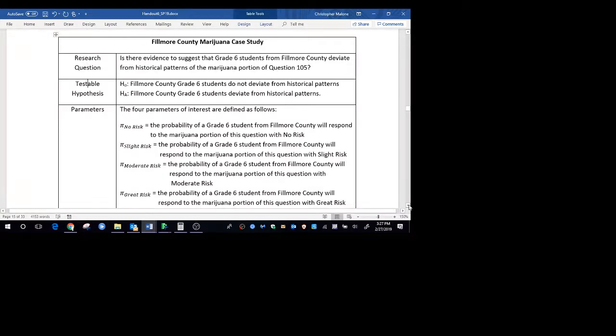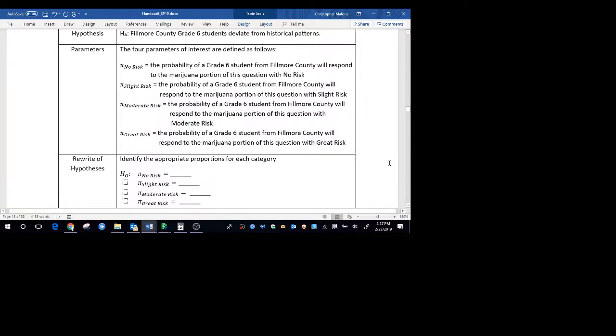I'm going to have, again, 4 different parameters. So I'm going to have a percentage or probability for a parameter for grade 6, with no risk. So that's actually going to be set to 1% under the null hypothesis. The proportion for slight risk is going to be set at 12%. So we can go ahead and fill these in on page 15. No risk should be 1%. Slight risk is going to be 12% here. Moderate risk is going to be 12%. And then great risk is going to be that large proportion, or 75%.